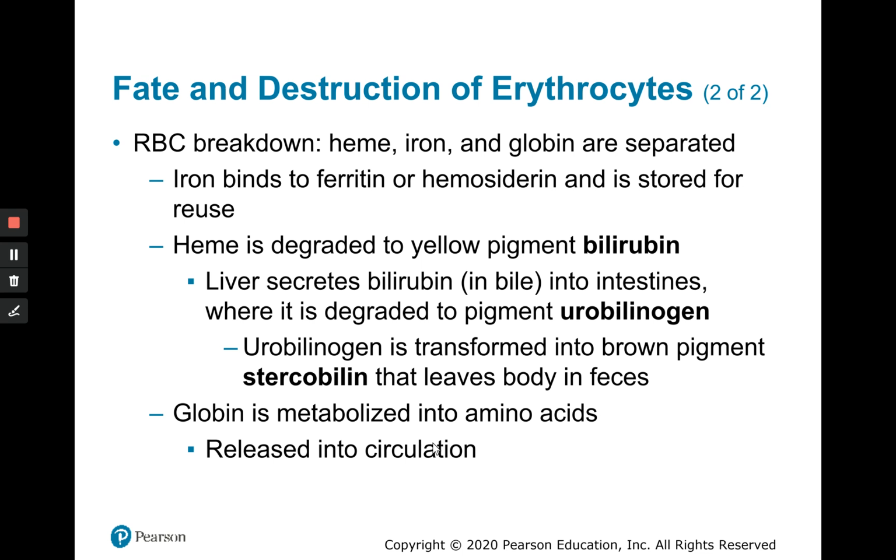So red blood cell breakdown includes breaking down the components like heme, iron, and globin, separating them, and binding iron to storage molecules or transport molecules. Heme, which is a pigment, is broken down into bilirubin, then urobilin, and then stercobilin. Stercobilin is a brown pigment that leaves the body in feces. And then we'll break down globin into its subsequent amino acids, and those are just released into circulation to be used to build other proteins.